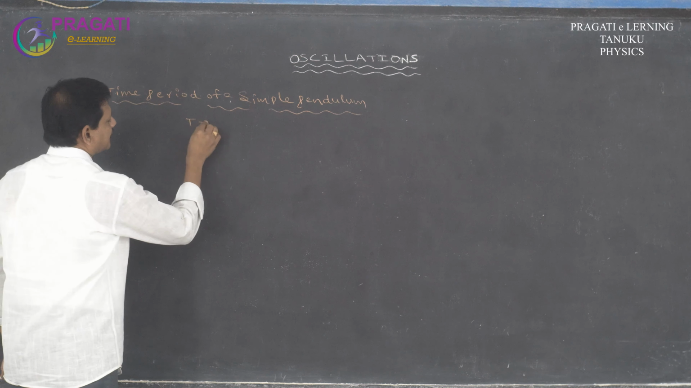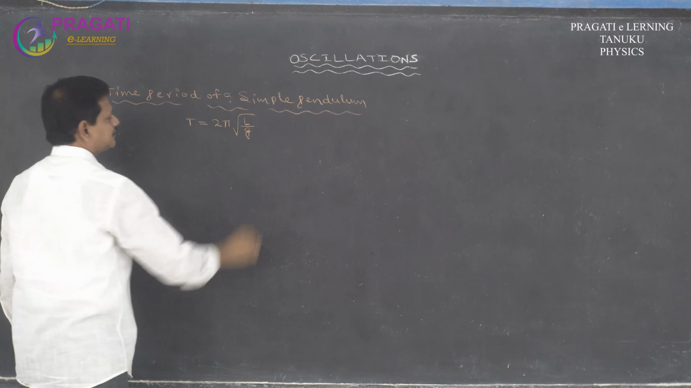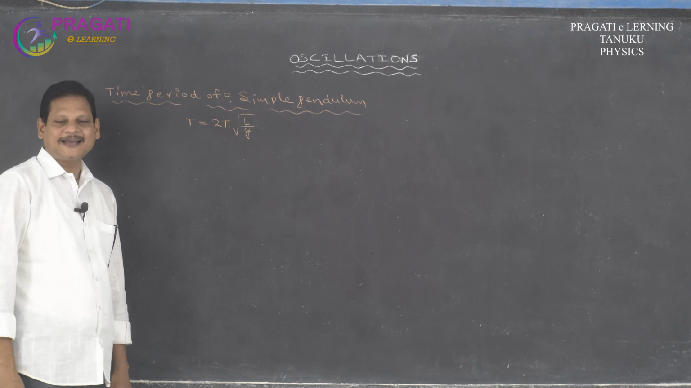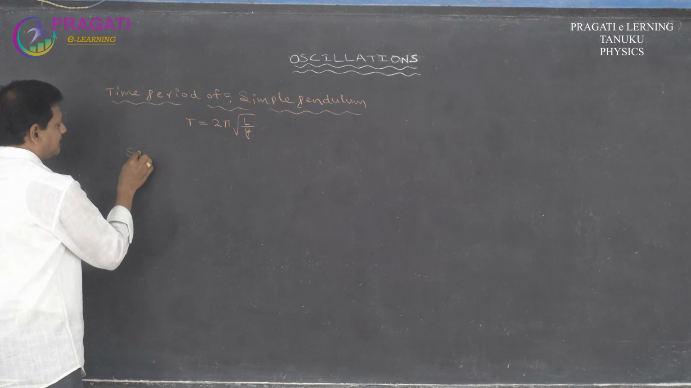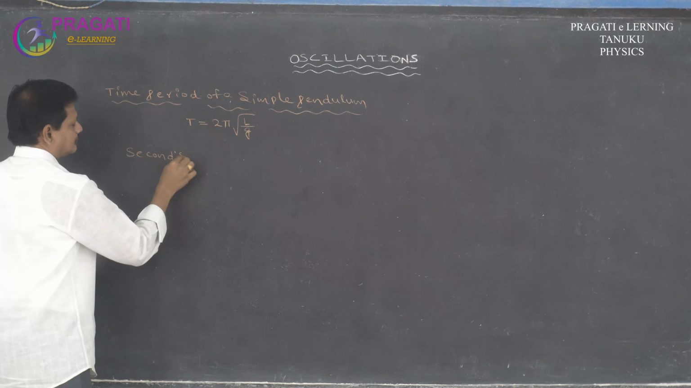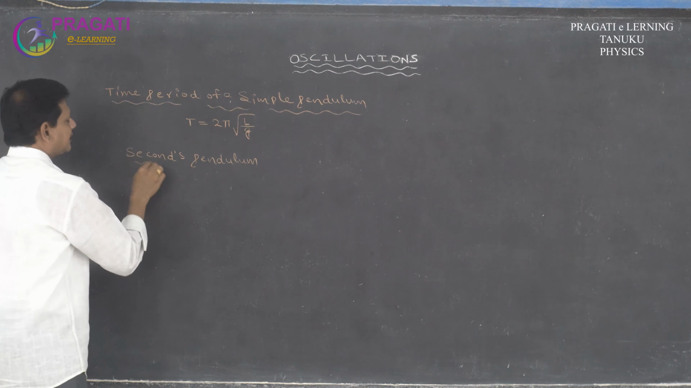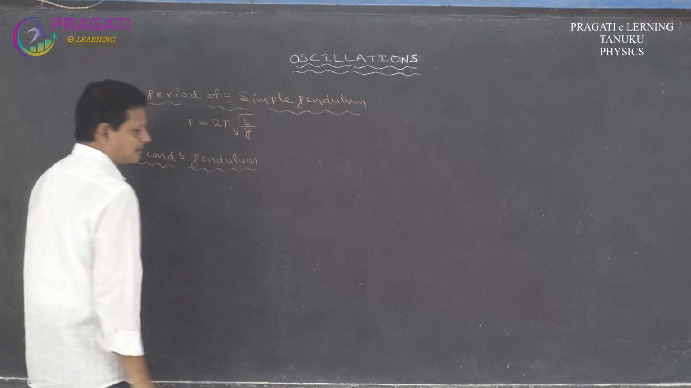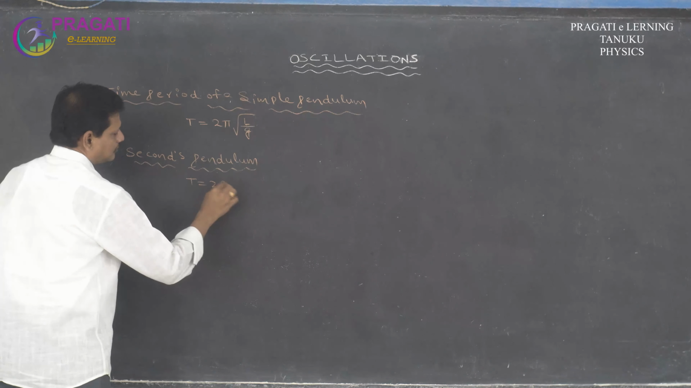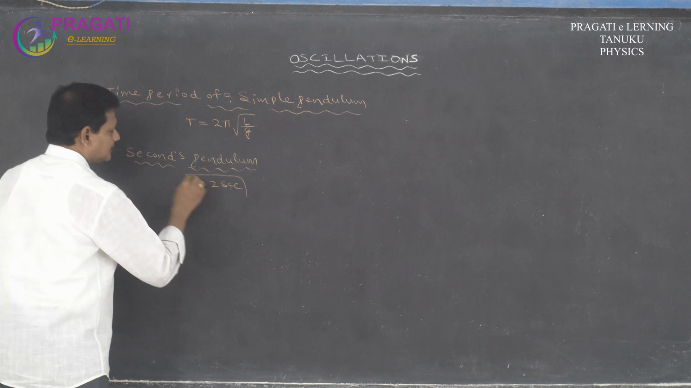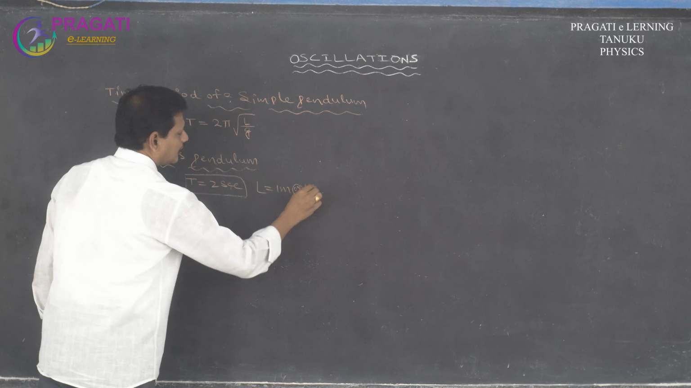The expression for the time period of a simple pendulum is T equal to 2 pi into root over L by g, where L is the length of the pendulum and g is the acceleration due to gravity. Then what is meant by the seconds pendulum? As the name indicates, the time period of the pendulum for one oscillation is 2 seconds, that is T equal to 2 seconds, and the length of the seconds pendulum L is equal to 1 meter or 100 centimeters.